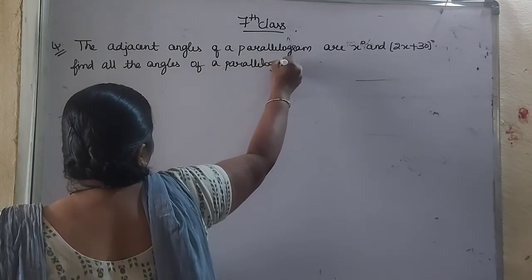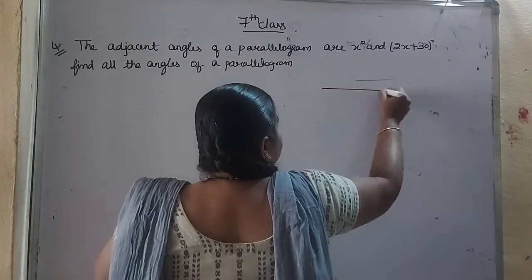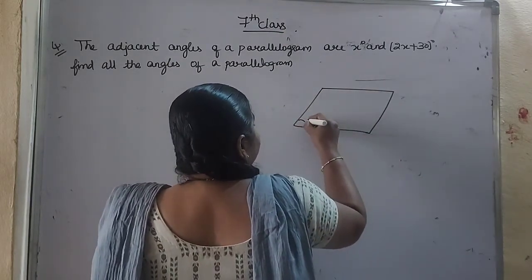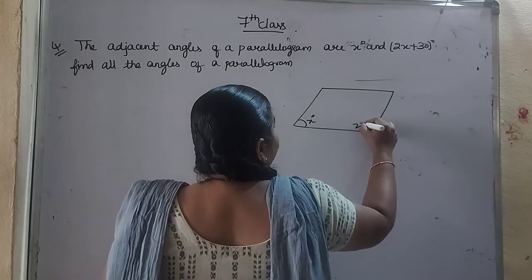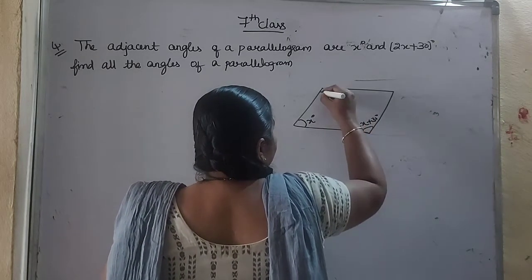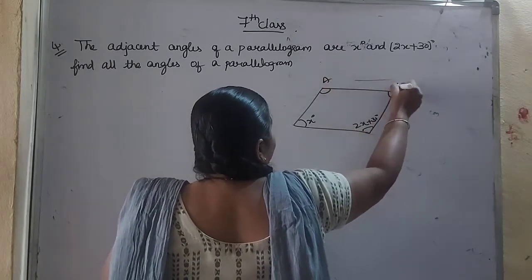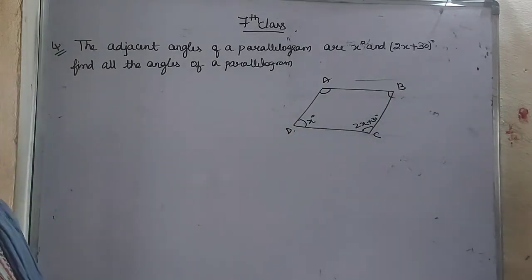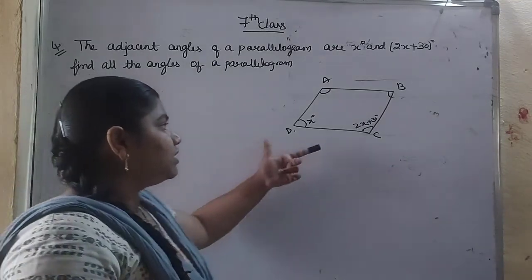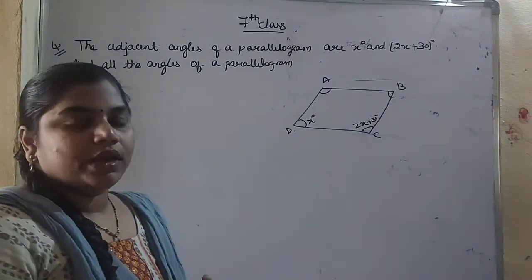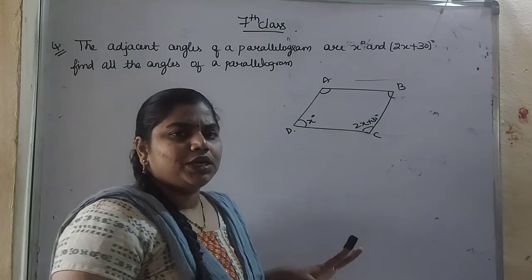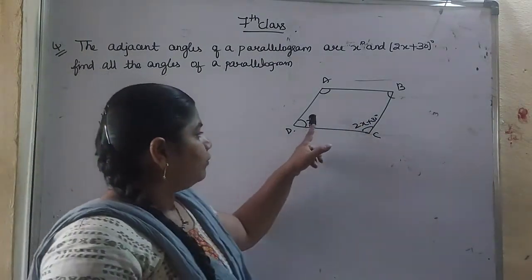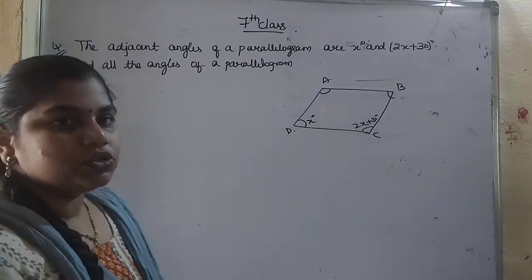So we know how the parallelogram figure looks. In this way, the two adjacent angles they have given are x degrees and 2x plus 30 degrees. So we have to find all the other angles now. By the properties of parallelogram, the last property, the sum of two adjacent angles will be equal to 180 degrees. In all quadrilaterals, if you add the two adjacent angles, it will be equal to 180. So if you add these two, that should be equal to 180 now.